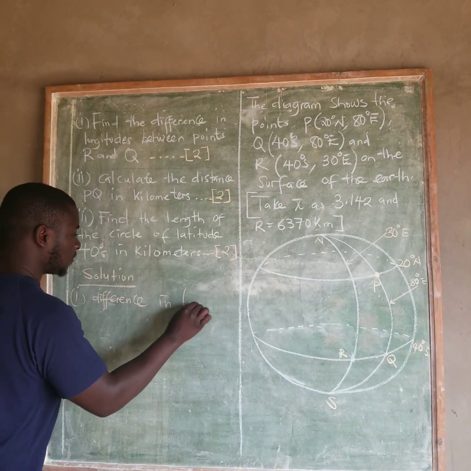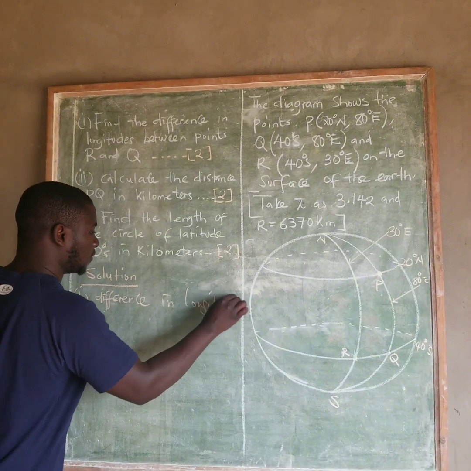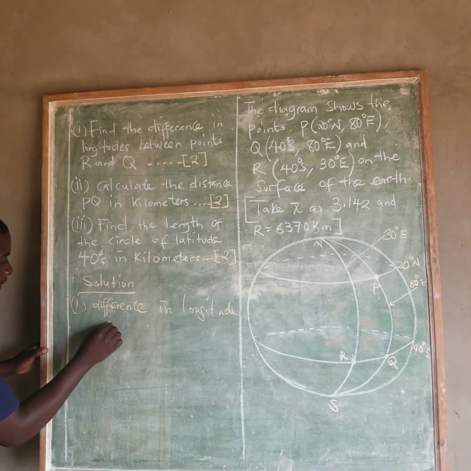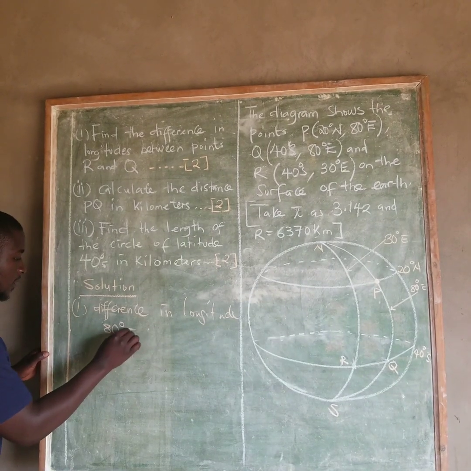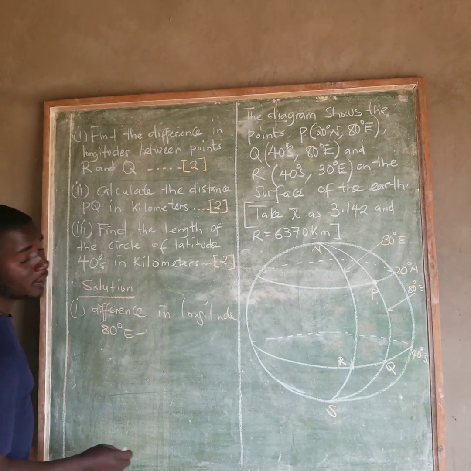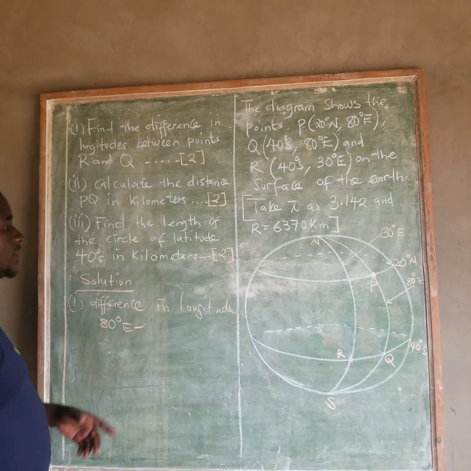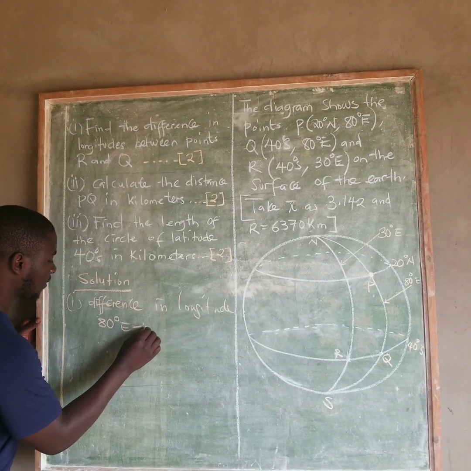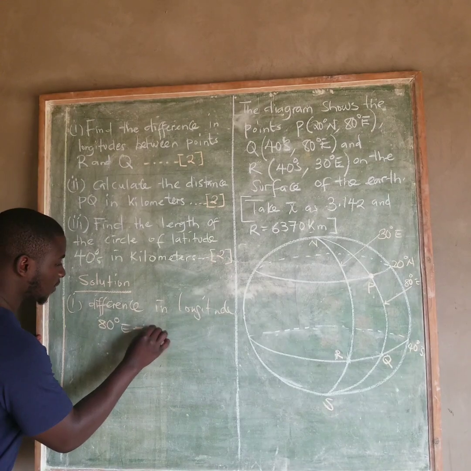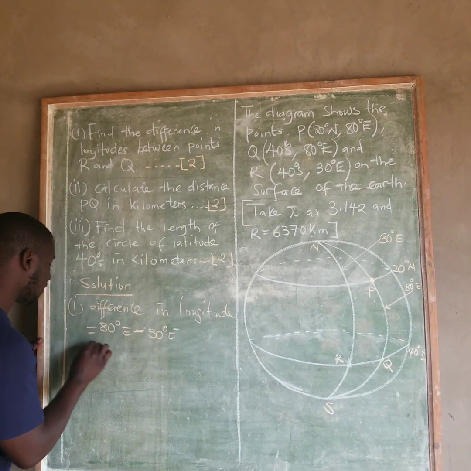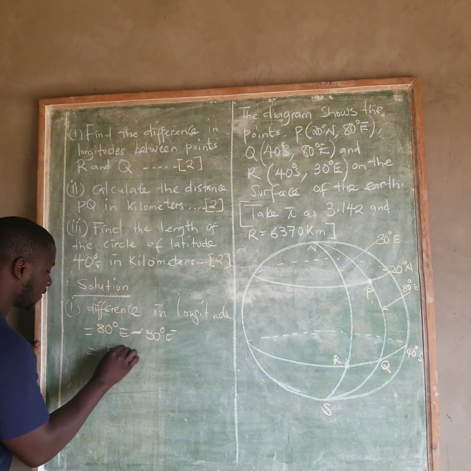in longitude, which is equal to 80 degrees east minus 30 degrees east. They are all in the same direction, the eastern direction, so it subtracts when they are in the same direction. So it's going to be 80 minus 30 degrees east, so that you get the difference of 50 degrees.